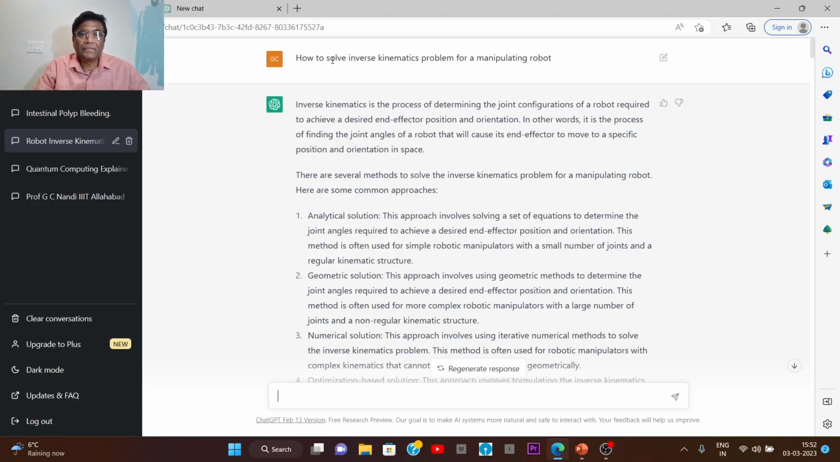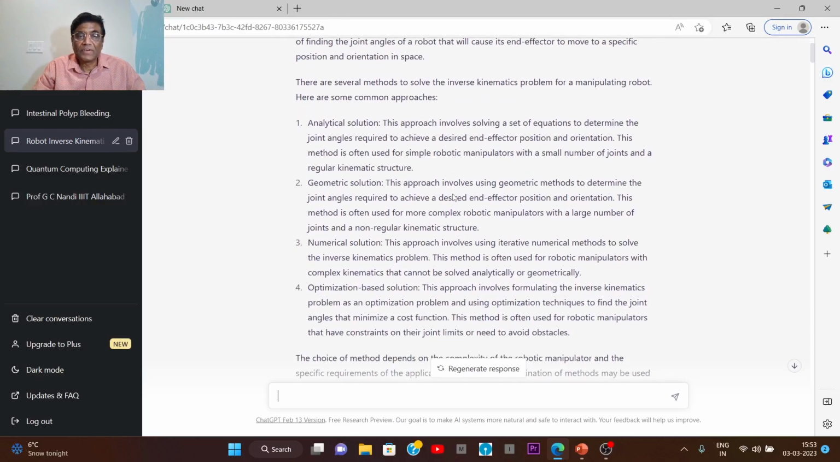ChatGPT, this is my prompt: how to solve inverse kinematics problem for a manipulating robot. And what it wrote: inverse kinematics is the process of determining joint configuration of a robot required to achieve a desired end-effector position and orientation. Perfect. In other words, it is the process of finding the joint angles of a robot that will cause its end effector to move to a specific position and orientation in space. Perfect. Same thing, it is trying to write more clearly.